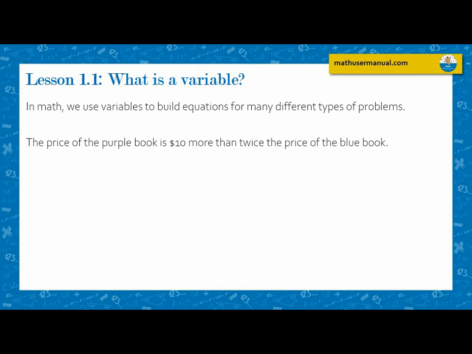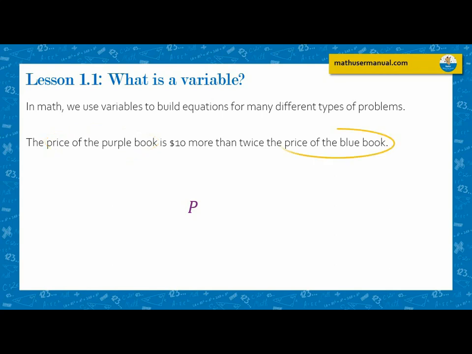It says, the price of the purple book is $10 more than twice the price of the blue book. To write an equation, we need to first identify the characters of this problem. The first character is the price of the purple book, because it's something we want to know. So let's just put a variable. Let's put P for purple, and this P represents the price of that book. If the purple book is $25, then P is going to be 25. If the purple book is $50, then P is going to be 50.